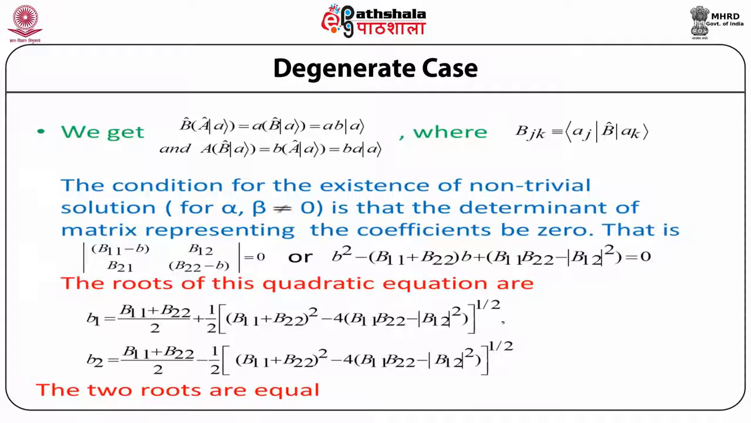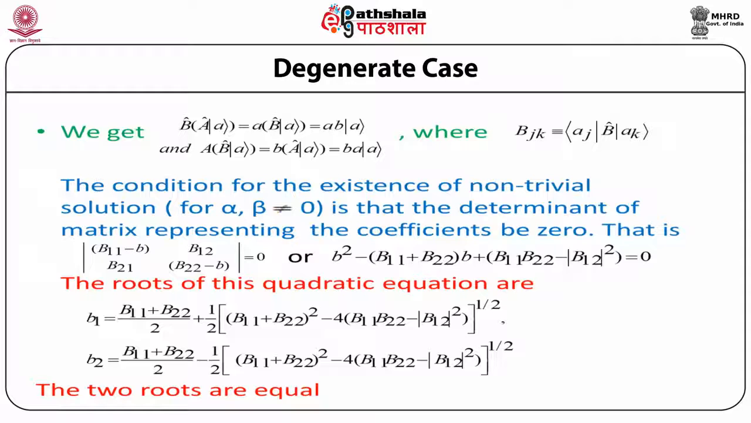Degenerate case. Now, using the above equations and taking the scalar product successively with ket vector A1 and ket vector A2, we get operator B acting on operator A acting on ket vector A is equal to A times operator B acting on ket vector A is equal to AB times ket vector A, and operator A acting on operator B acting on ket vector A is equal to B times operator A acting on ket vector A is equal to B times A times ket vector A, where BJK is equal to bra vector AJ operator B ket vector AK.